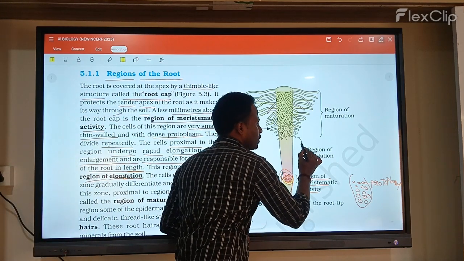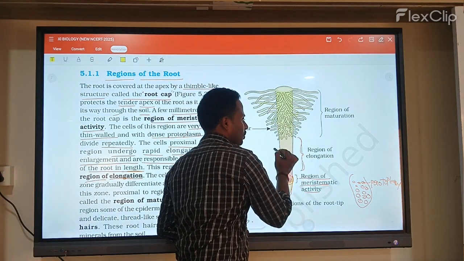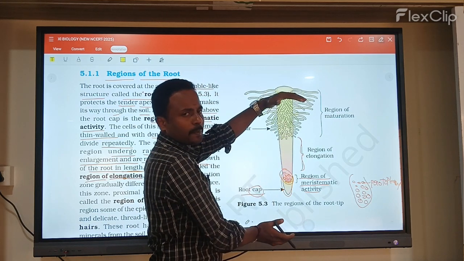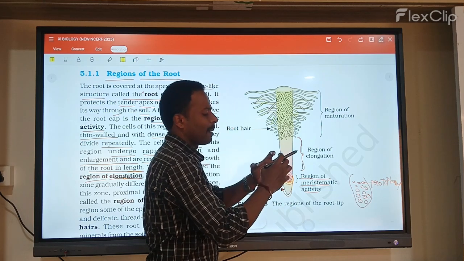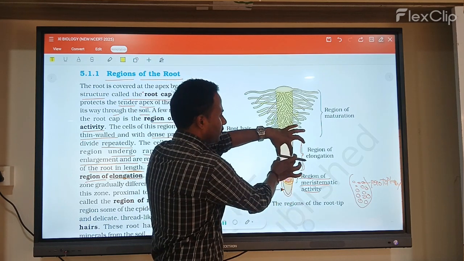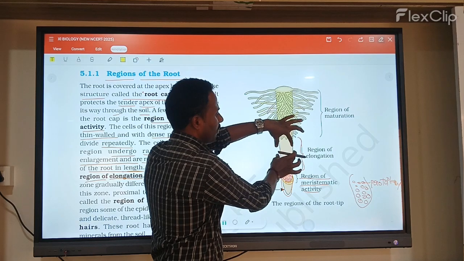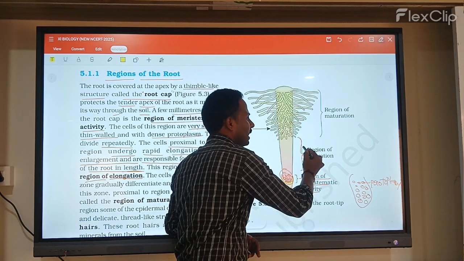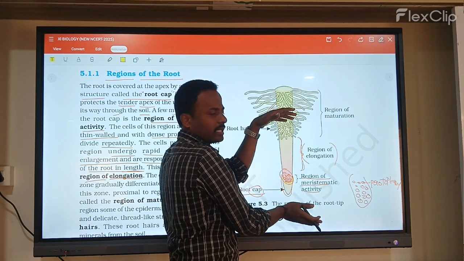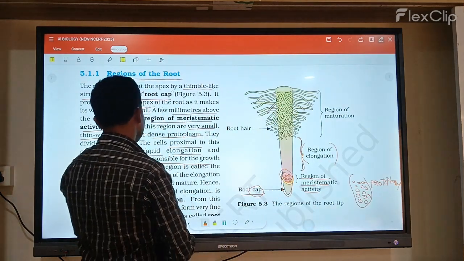See, in that region the elongation takes place, meaning the growth takes place. How does the growth take place? Here the meristematic cells rapidly divide. So what happened? The cells rapidly divided, and the length increased. That region is called the elongation zone, the elongated region.